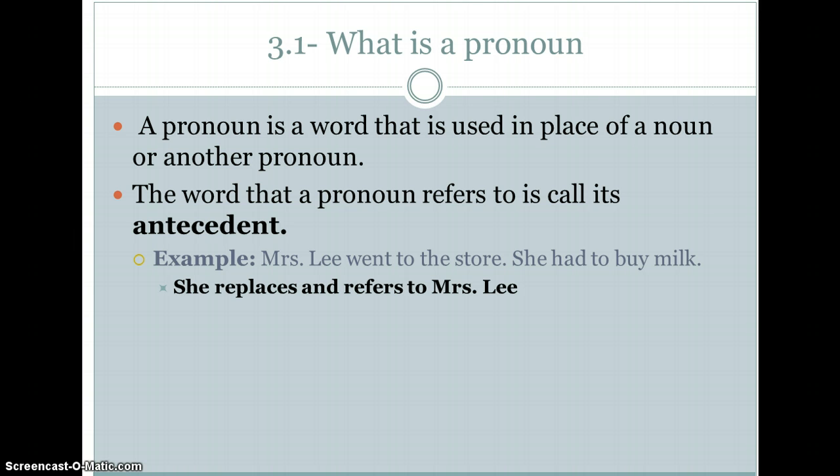So let's look at an example. Mrs. Lee went to the store. She had to buy milk. She replaces and refers to Mrs. Lee. We have pronouns so that we don't have to say Mrs. Lee went to the store, Mrs. Lee had to buy milk. She replaces Mrs. Lee.